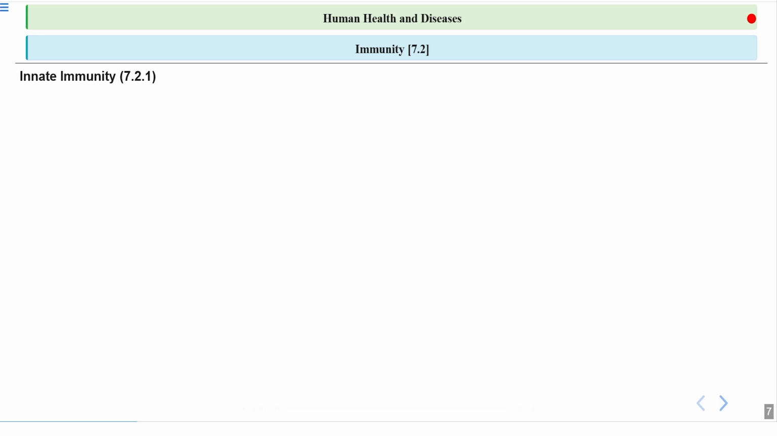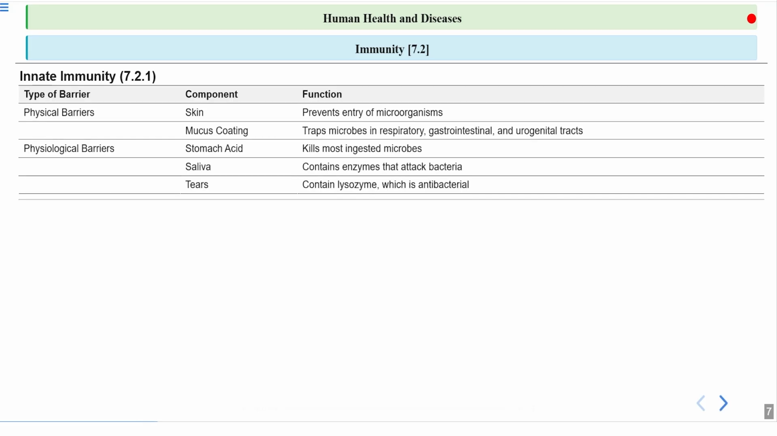Okay, now let's talk about the innate immunity in detail. We have already discussed that innate immunity is like the body's first line of defense. Now innate immunity includes physiological barriers. Okay, let's talk about these two: physical barriers and physiological barriers.